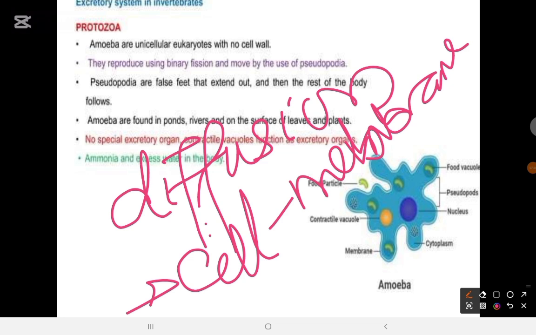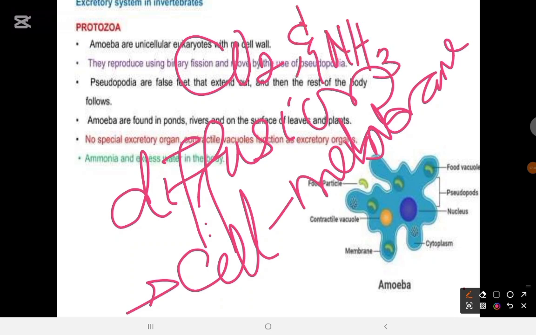And of course, waste products like carbon dioxide and ammonia are the primary excretory products. CO2 and NH3 are the major excretory products. Is that okay? Because they build up inside the organism as it carries out respiration and other activities. So these two are the major waste products of metabolism. Of course, it also excretes water.